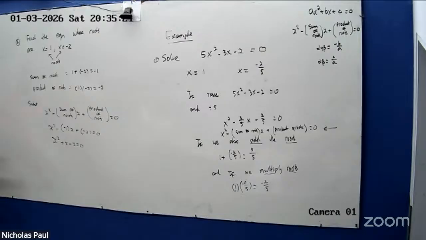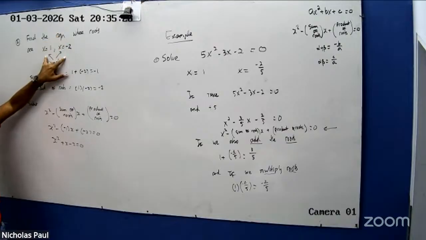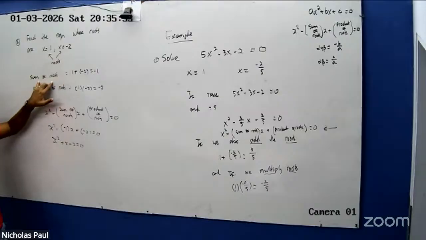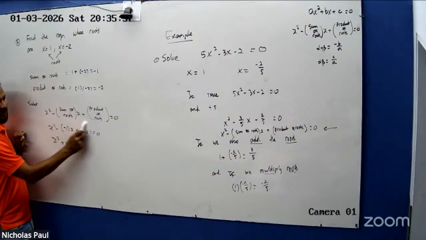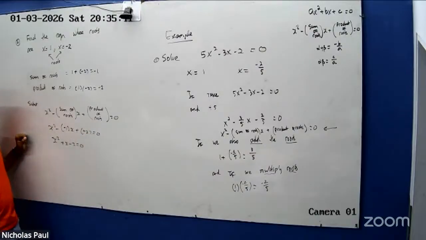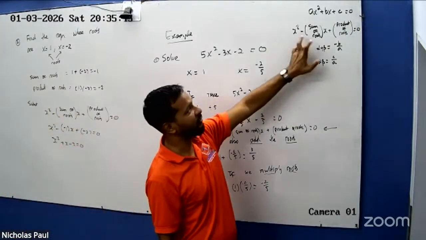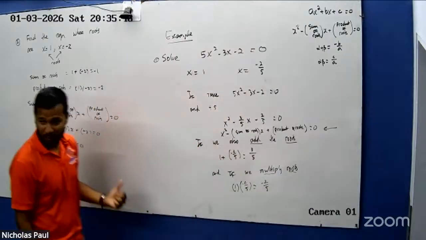So the main point is this: if you have a quadratic and you solve it, you get the roots. Remember that? So if you have the roots and you find the sum of the roots and product of the roots, you can put it back into this equation and get back the original quadratic.